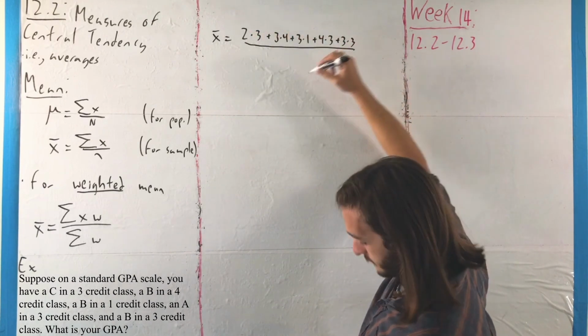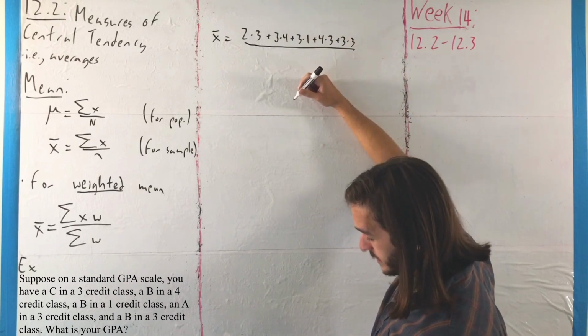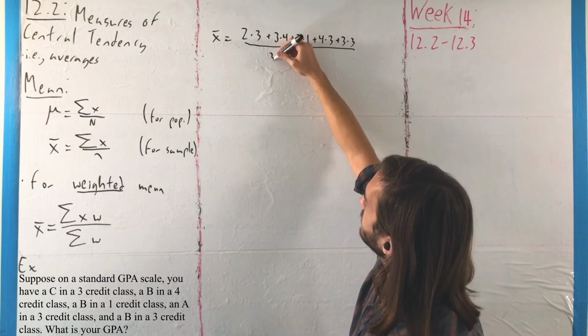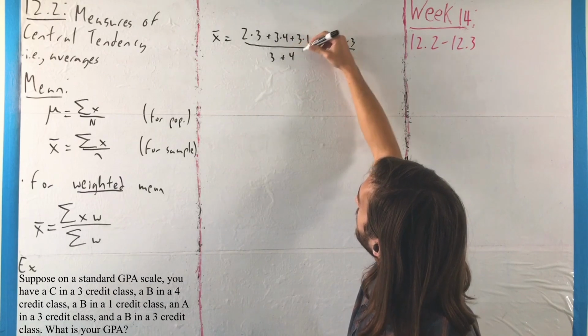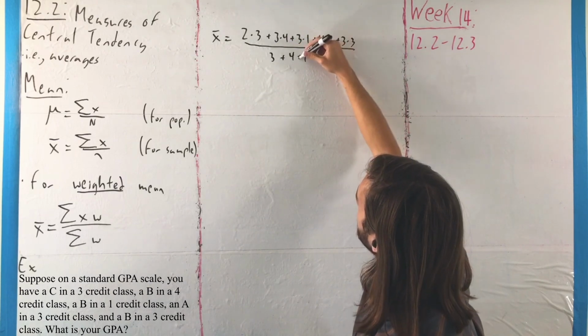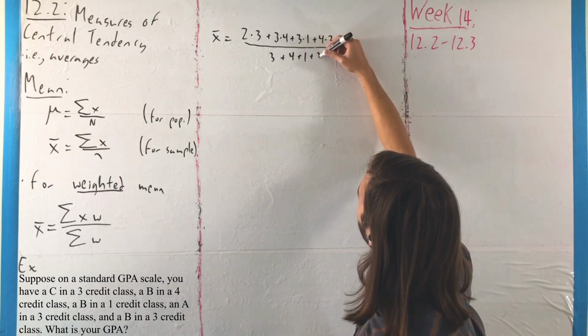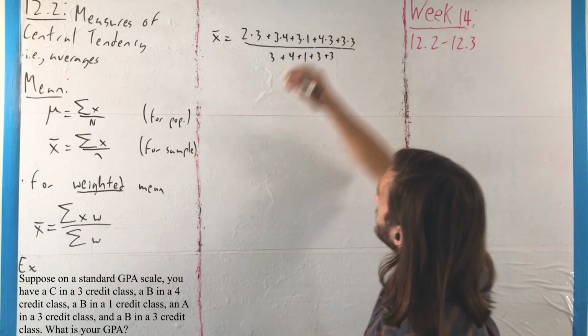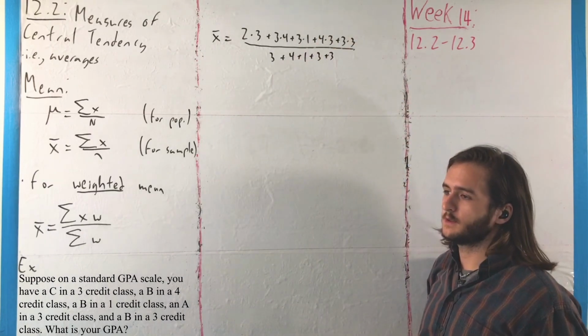And on the bottom, the sum of our weights is going to be the credit hours in this case. So we will have 3 plus 4 plus 1 plus 3 plus 3.